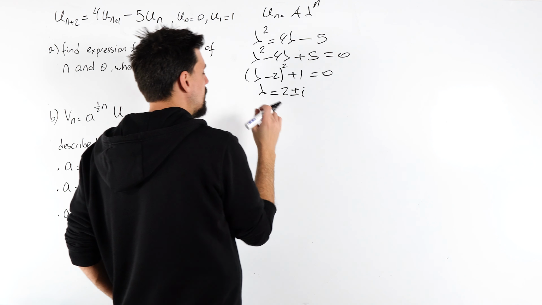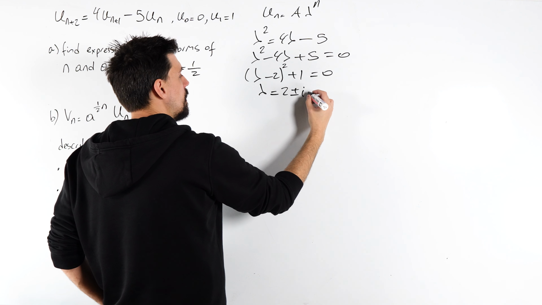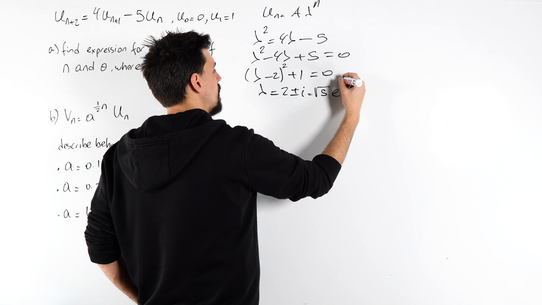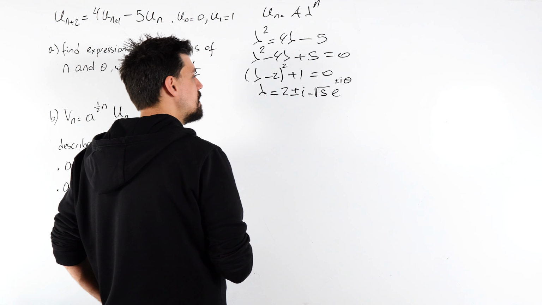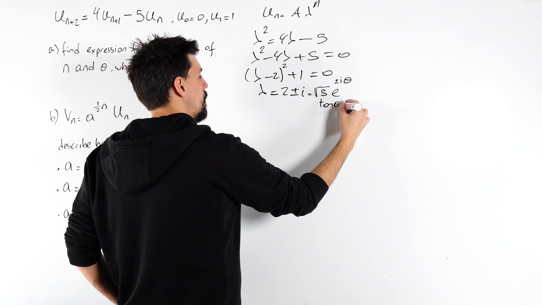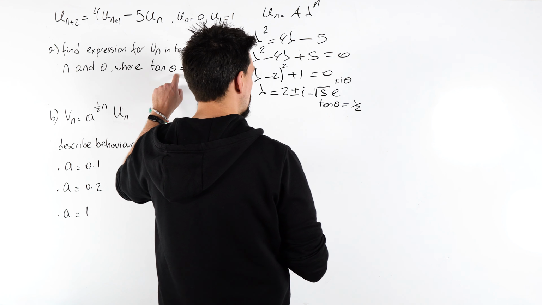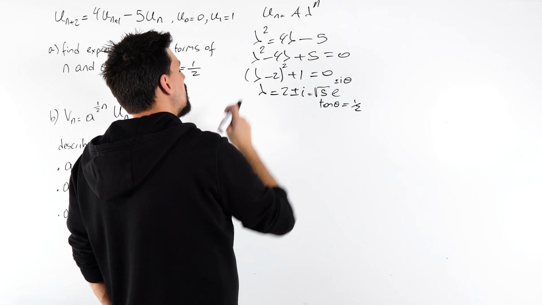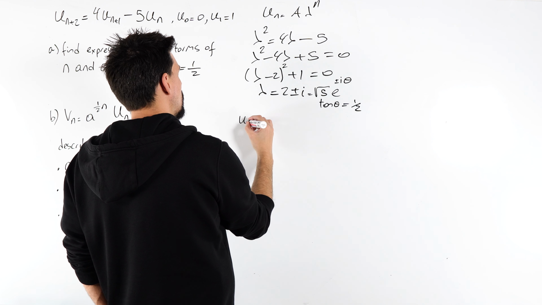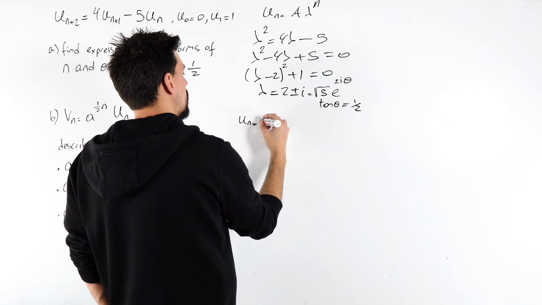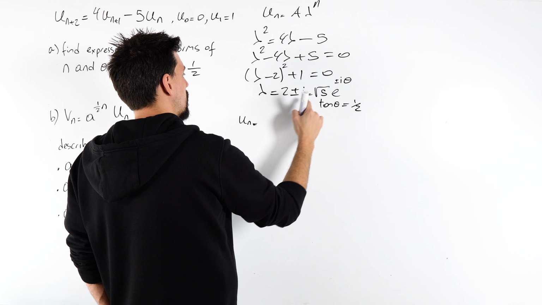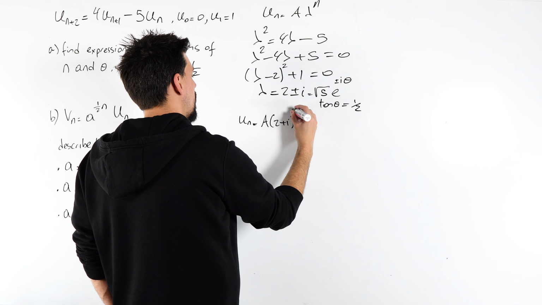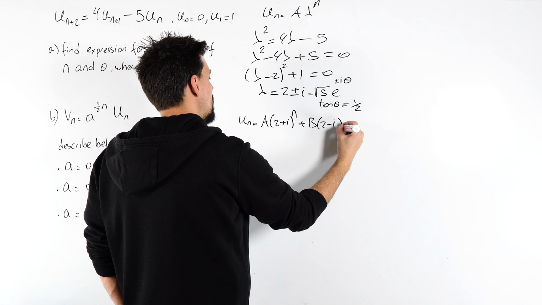But if we choose our a's and b's carefully, now remember that is basically modulus argument form, root 5 e to the plus or minus i theta, with tan theta as a half, so that gives us that one right there. If we choose our a's and b's carefully, I can turn this into a real u_n, so I can go from u_n equals, because my lambdas are complex conjugates, a times (2 plus i) to the n plus b times (2 minus i) to the n.